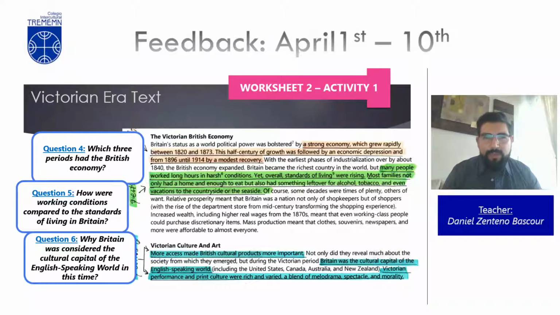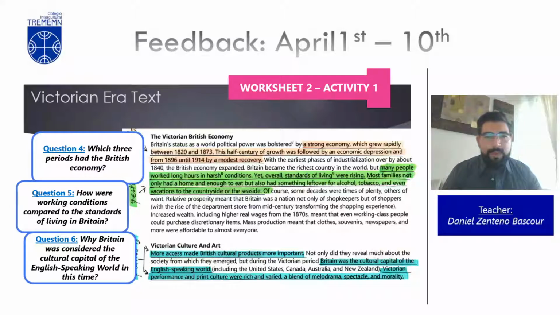Question 5. How were working conditions compared to the standards of living in Britain? Here let's separate things. The working conditions were actually harsh. They worked long hours. While the standards of living in Britain were good, they were improving. Most families had more money to spend on alcohol, tobacco, or even paid vacations. So the standards of living were improving.